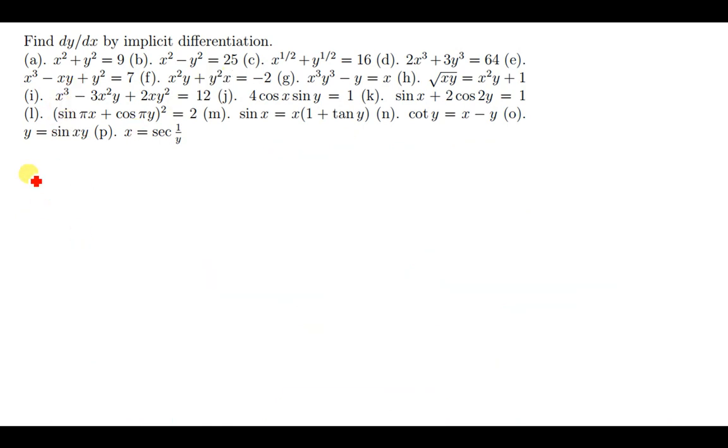So we have e, which is just x cubed minus xy plus y squared is equal to 7. So let us differentiate independent terms with respect to x. When you differentiate x cubed with respect to x, the answer will simply be 3x squared using the power rule. Then this one here we will not differentiate the way we've been differentiating other functions. For this one, we're going to use the product rule, because we have two functions here and we're differentiating them with respect to x.